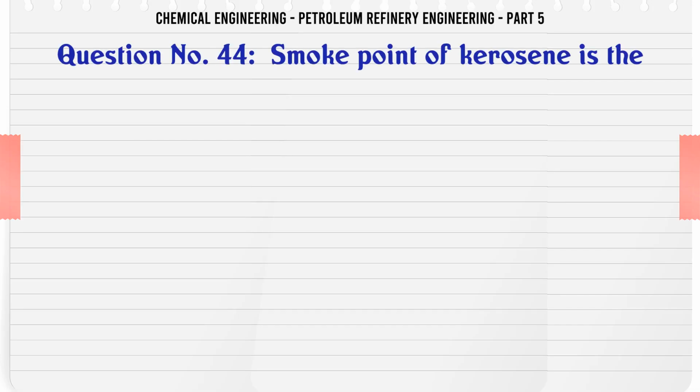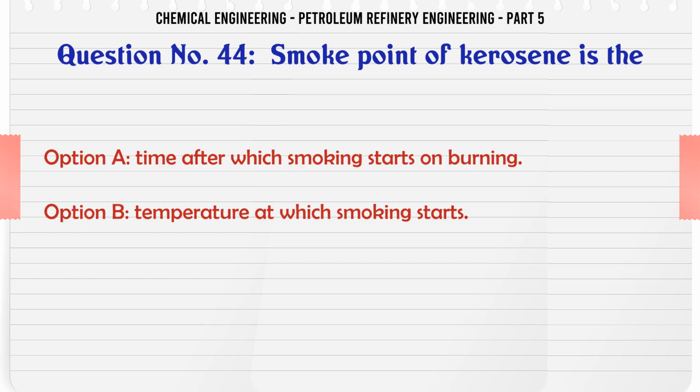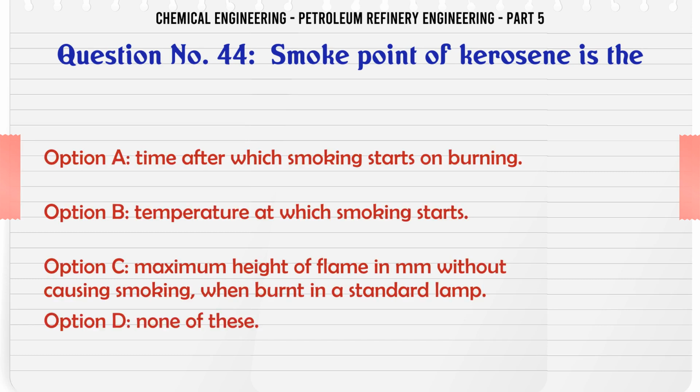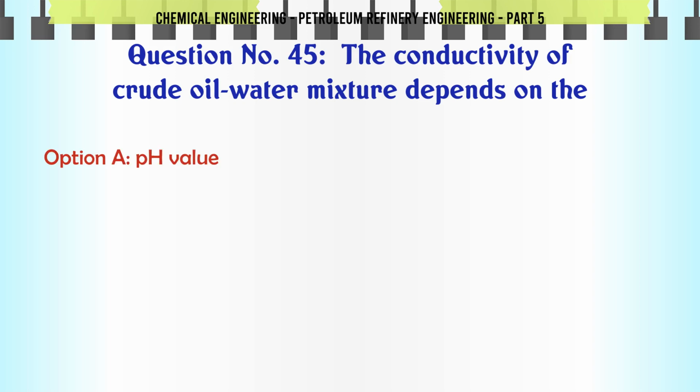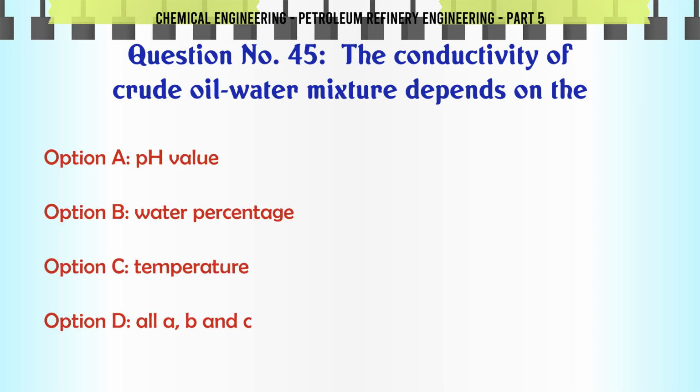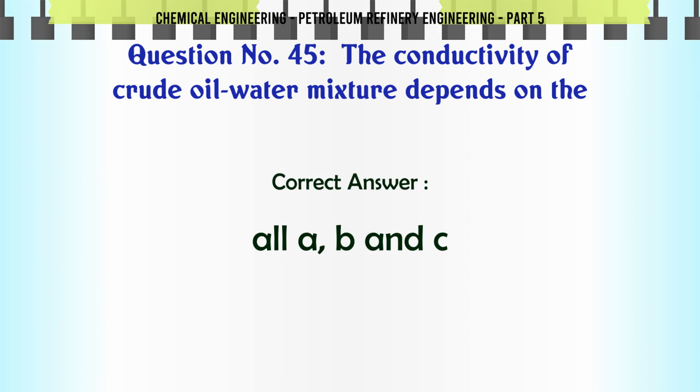Smoke point of kerosene is the: A. time after which smoking starts on burning, B. temperature at which smoking starts, C. maximum height of flame in mm without causing smoking when burnt in a standard lamp, D. none of these. The correct answer is maximum height of flame in mm without causing smoking when burnt in a standard lamp. The conductivity of crude oil-water mixture depends on the: A. pH value, B. water percentage, C. temperature, D. all A, B and C. The correct answer is all A, B and C.